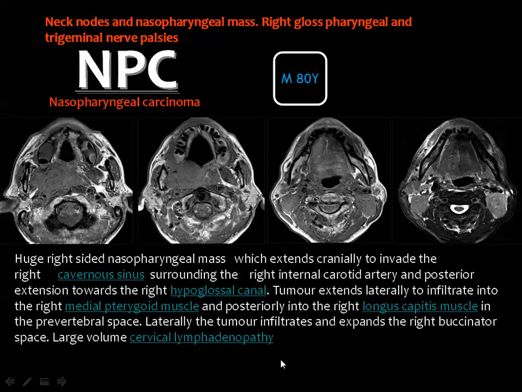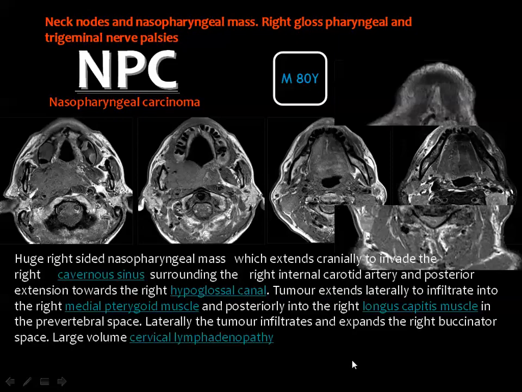And this is another example of nasopharyngeal carcinoma in a male patient, 80 years old, and the tumor is located on the right side. It shows intermediate signal in this T1 weighted image, and it is associated with bulky bilateral lymph node enlargement, presenting as masses deep to the sternomastoid muscle.